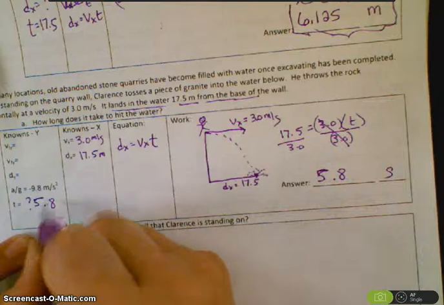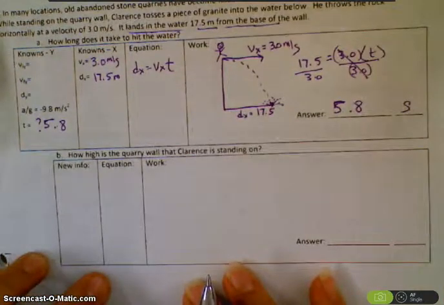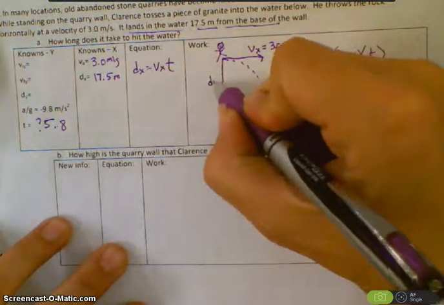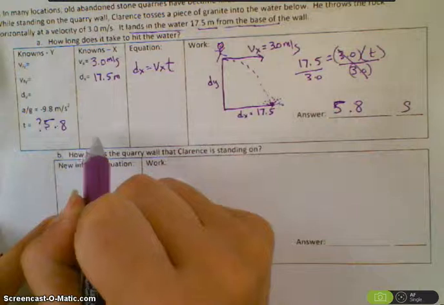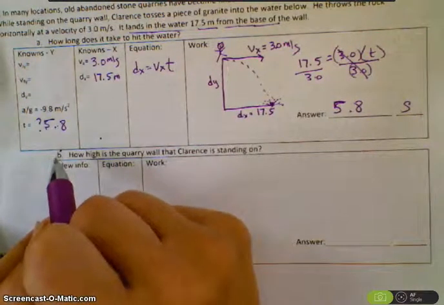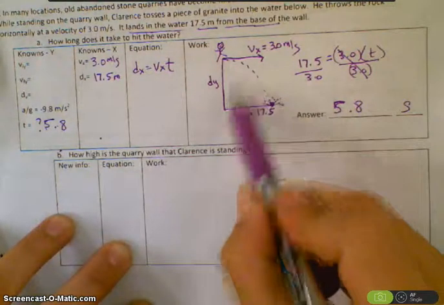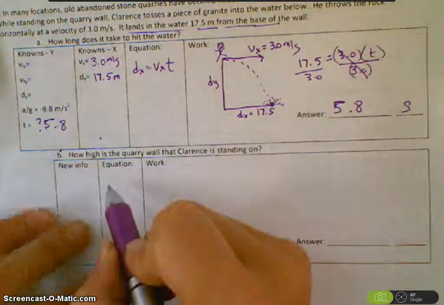So now watch what they can ask me. How high is the quarry wall that Clarence is standing on? Now we can discover dy because we know time, because the x time is the same as the y time. When the rock lands, it lands. It doesn't land different over here and then land different over here. It doesn't. The rock lands when it lands. So what equation can I use now?